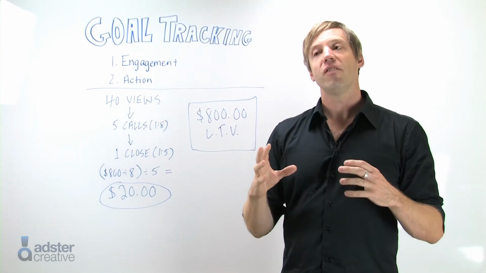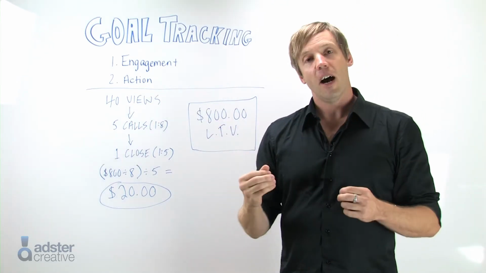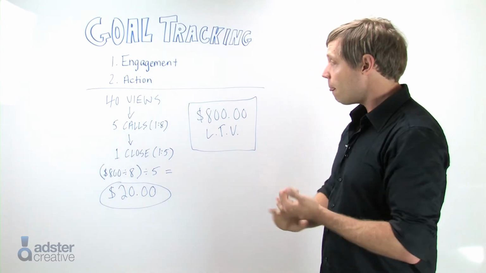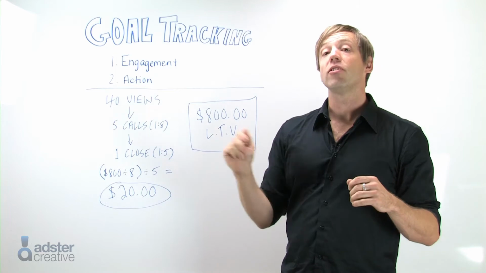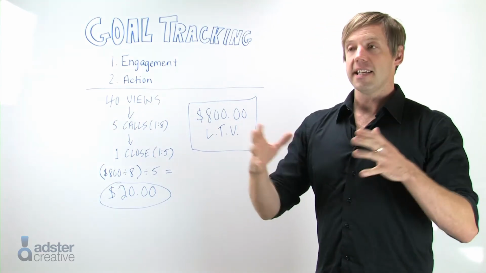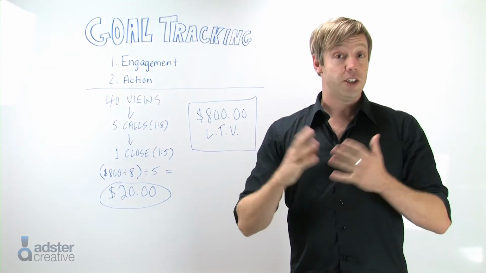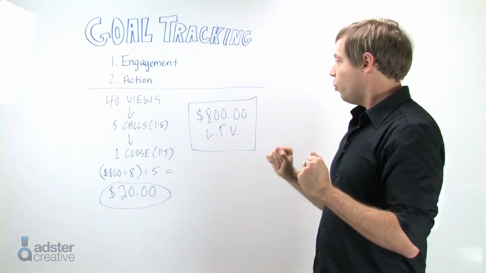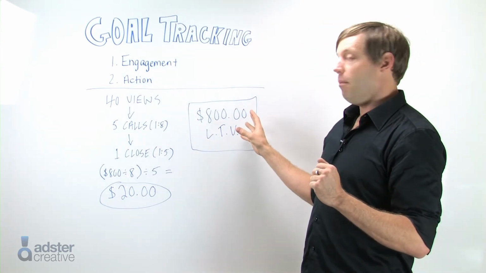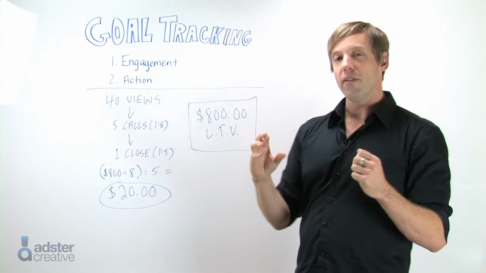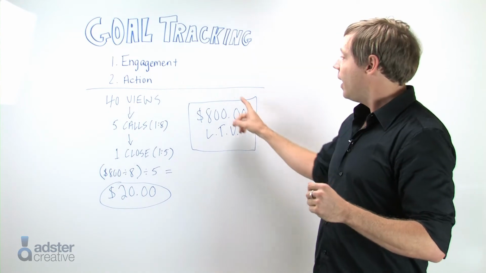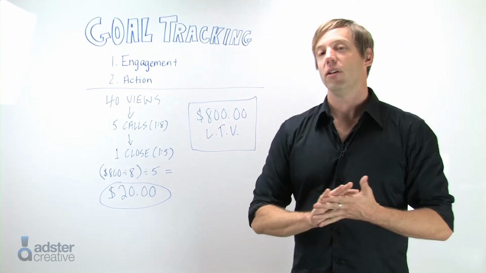So what Adster does in determining the value of these goals is, we've developed a formula that we've developed over years and years of tracking goals on our own website and on clients' websites. And what we've come up with is something that looks a little bit like this. Let's say that you are a widget company in Calgary, Alberta, and the widgets that you sell are worth $800, or the value of getting a customer to your widget company is worth approximately $800.